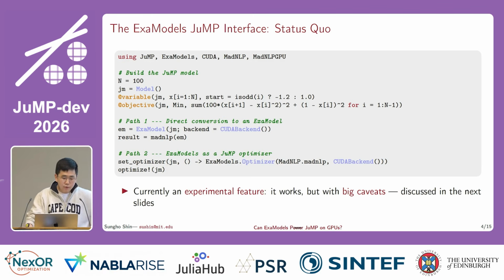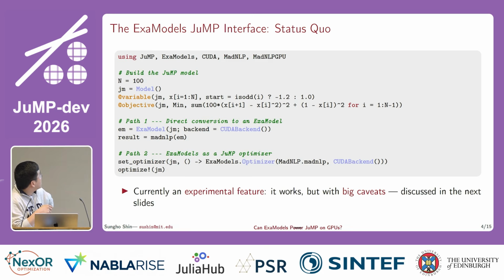Okay, so what is the status quo in terms of the interface between ExaModels and JuMP? You can use the JuMP model, and then you can convert it into ExaModels, and that has been implemented in the ExaModels package. So how we have implemented it is that you first implement some JuMP model, and then we provide this one-line interface where you can convert the JuMP model into an ExaModel, and we can specify what your backend is. In this case, we are using the CUDA GPU.